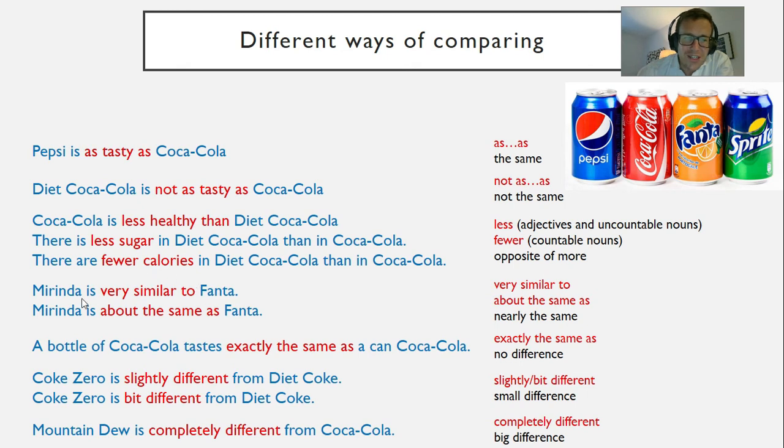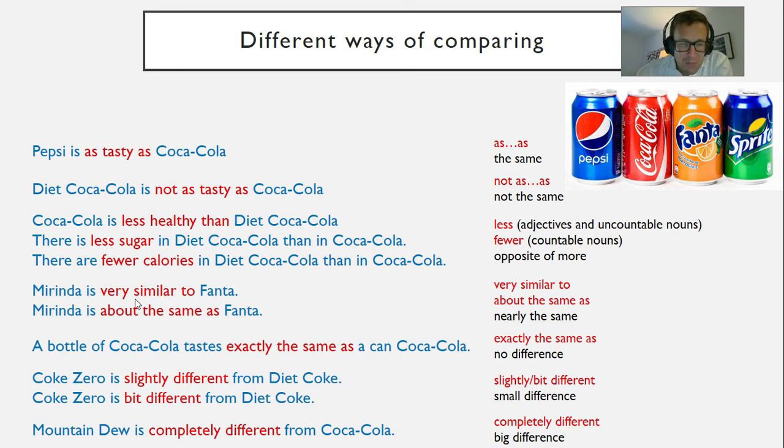Two orange drinks here now. I only have a picture of Fanta. Mirinda is very similar to Fanta. About the same as Fanta. This is what it just means. It means not the same, but almost the same. But when it is exactly no difference, we say a bottle of Coca-Cola tastes exactly the same as a can of Coca-Cola. In theory, but I think some people think differently.